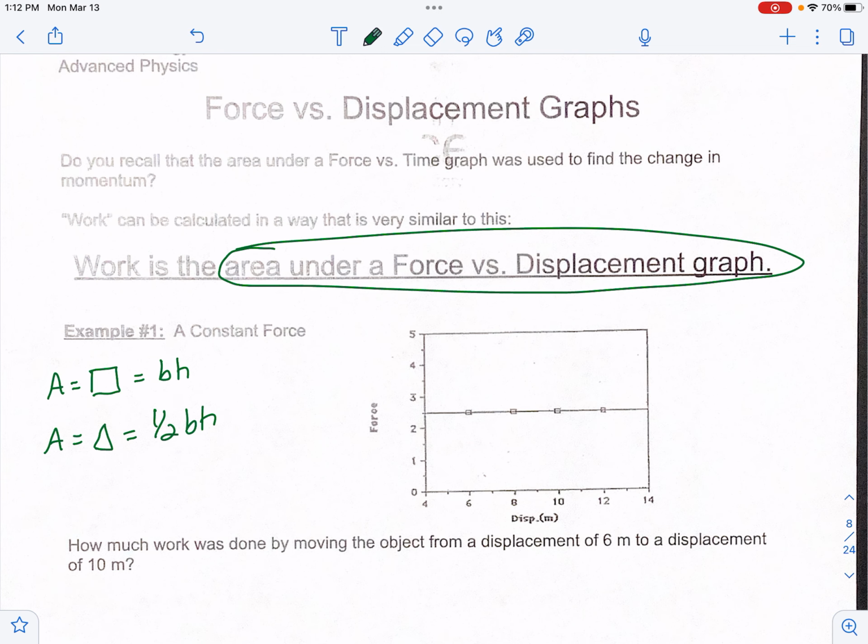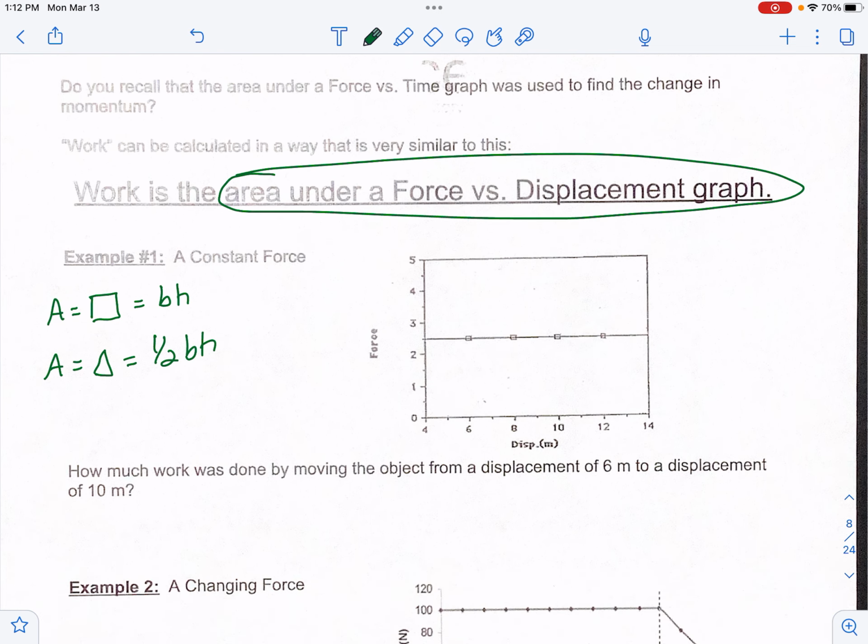On my example, it says how much work is done by the moving of the object with a displacement of 6 meters to a displacement of 10. So I'm starting at 6 and moving to 10. What I care about is the area from 6 to 10. That'll tell me how much work is being done. Remember, work equals force times distance. Your y is your force and your x is your distance. So the area under a curve is x times y.